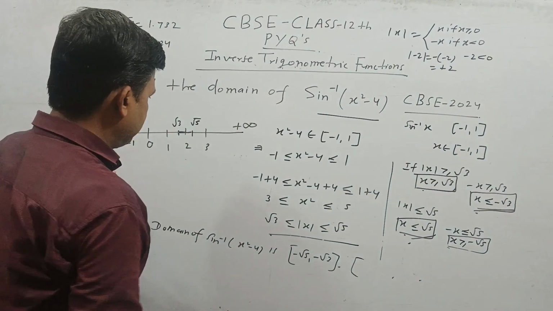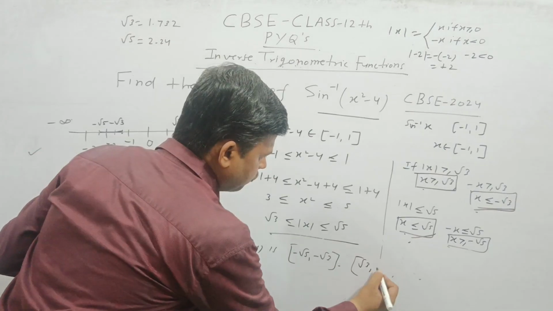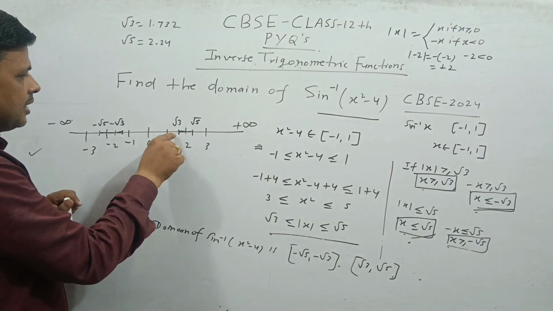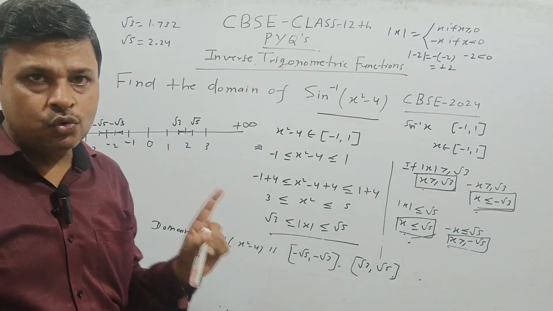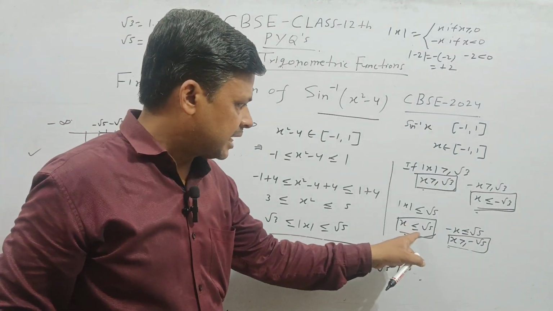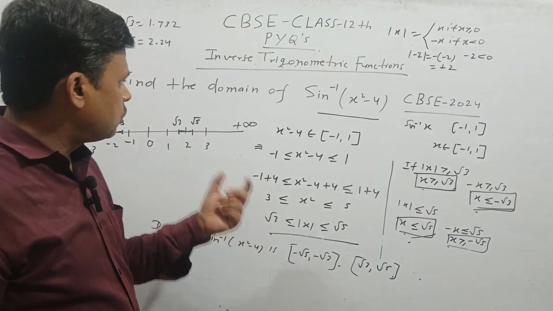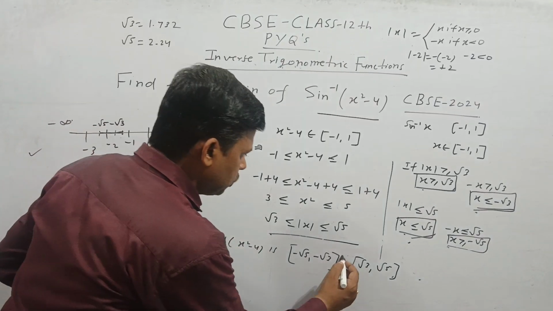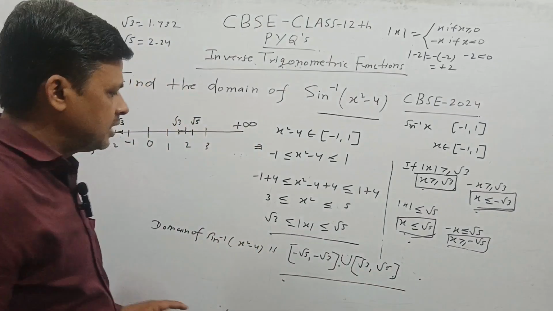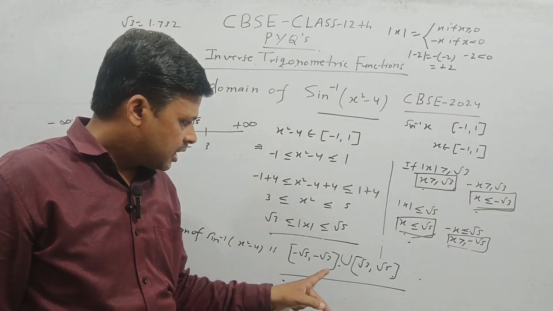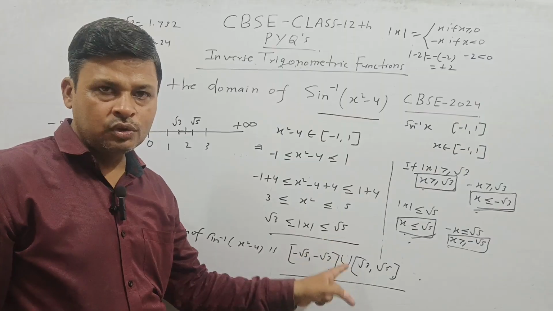The second interval of the domain will be the closed interval from root 3 to root 5, this part of the real line, and this will include root 3 and root 5 also, because here is the sign of equality also. So when we write the domain of this function, it will be the union of these, that is the closed interval from minus root 5 to minus root 3, union the closed interval from root 3 to root 5.